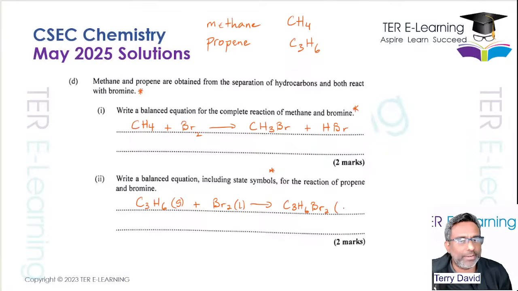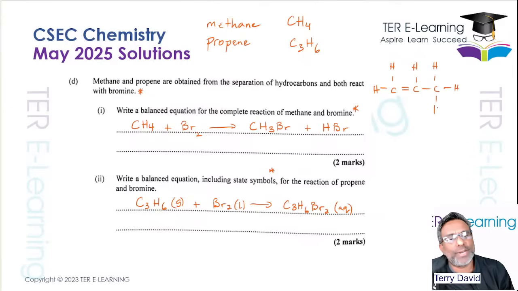And in this case, for the state symbol, you could probably put aqueous. So what's actually happening here is that you have your propene, or your 1-propene, and when this reacts with Br2, the Br is simply attaching itself across this double bond here. The Br is attaching itself to each of the carbons here. So there's no other product. There's only going to be one product in this case.